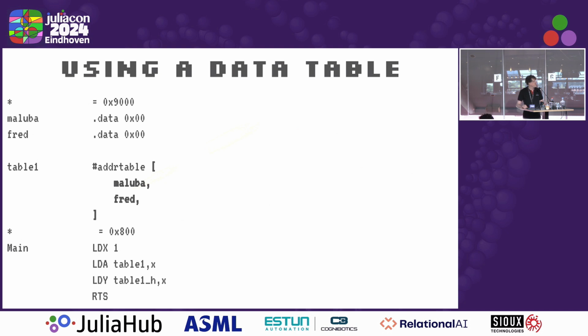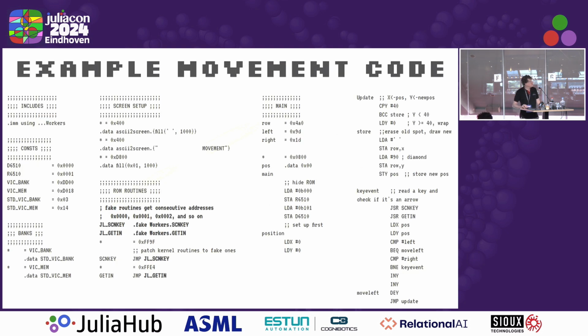So we've got Maluba and Fred data items, and I have the addresses right there in just a regular Julia array. And I pass that as an argument to the adder table macro. This is the movement program that I was just running, that you saw on the screen going back and forth, right? So the bold code there is in Julia. So I've got some fake routines there.